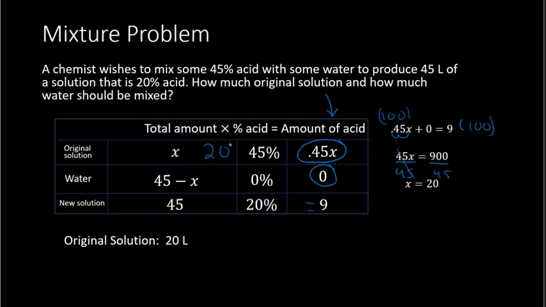So we have 20 liters of original solution, and then 45 minus 20 will give me 25 liters of water. So to make this mixture that I want of 20% acid with 45 liters of it, we need 20 liters of original solution and then 25 liters of water.